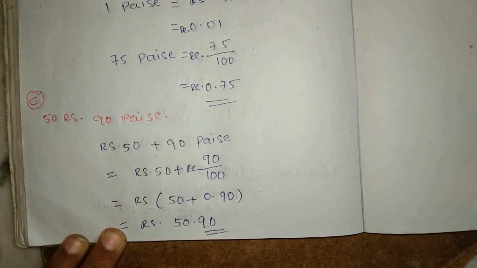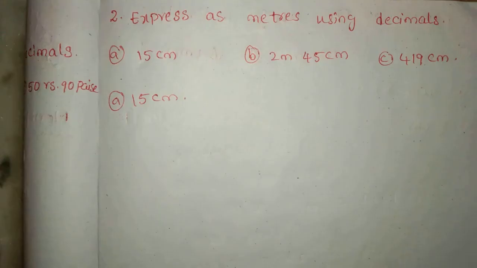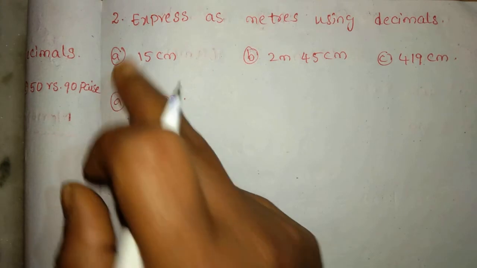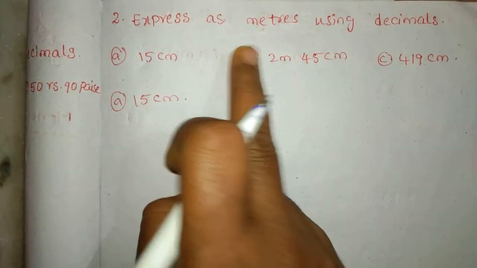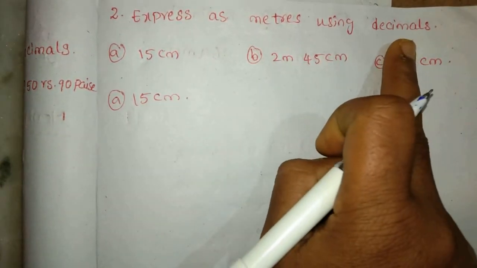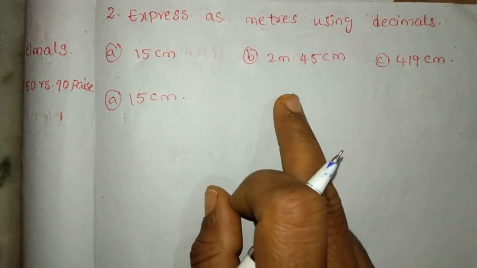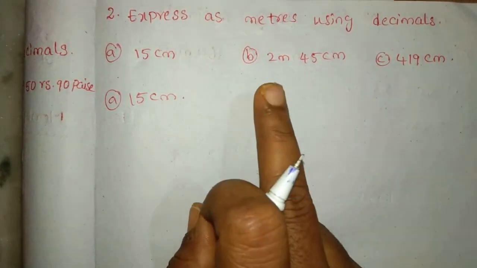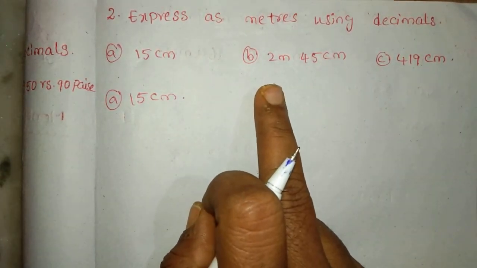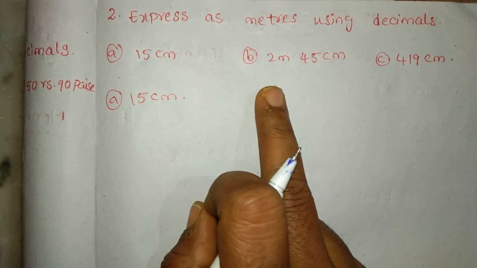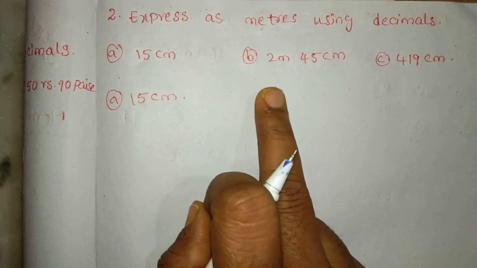50.90 rupees. Okay. Now let us see the next question, that is the second one. Express as meters using decimals. Here the centimeters are given, we should convert into meters by using decimal points.